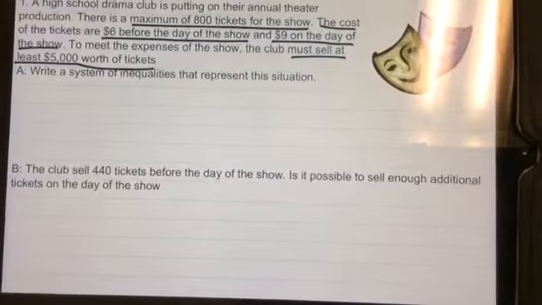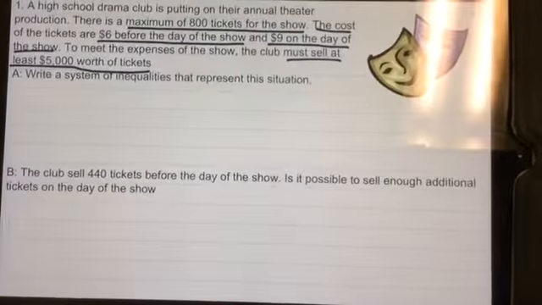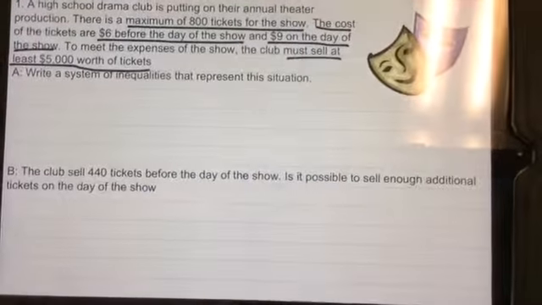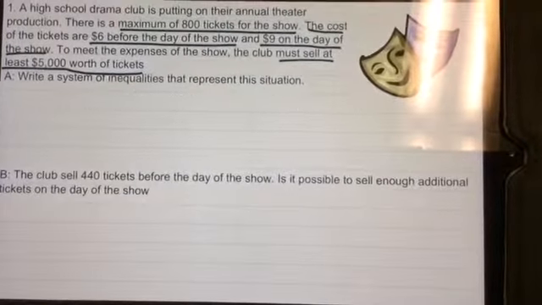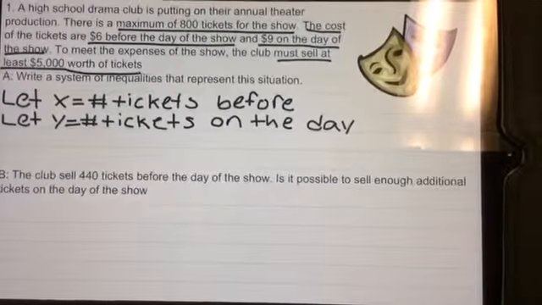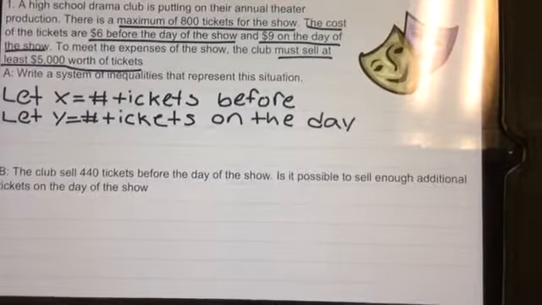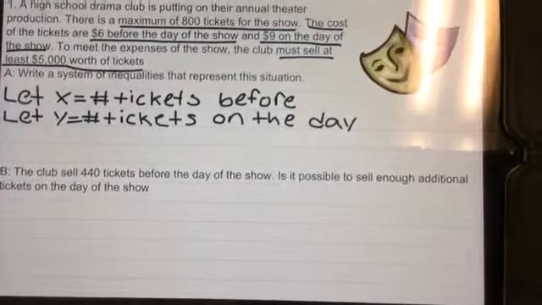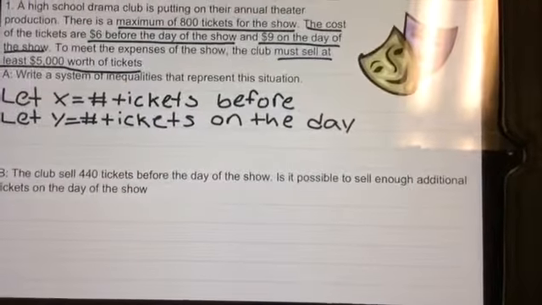Second, you must write a let statement because the problem doesn't give you variables to write in for the answer. The let statement shows that x equals the number of tickets before the day of the show and y equals the number of tickets on the day of the show. Now write your equation and plug in 9 and 6 where they belong.